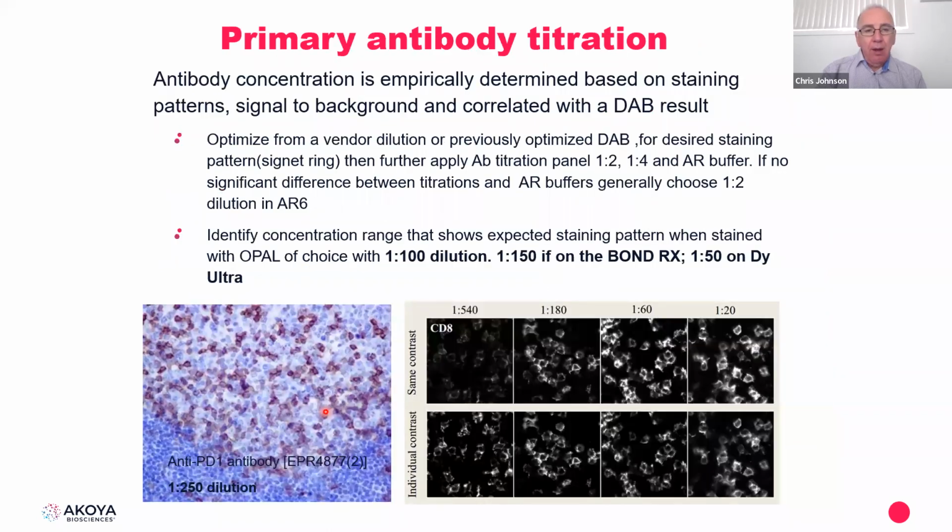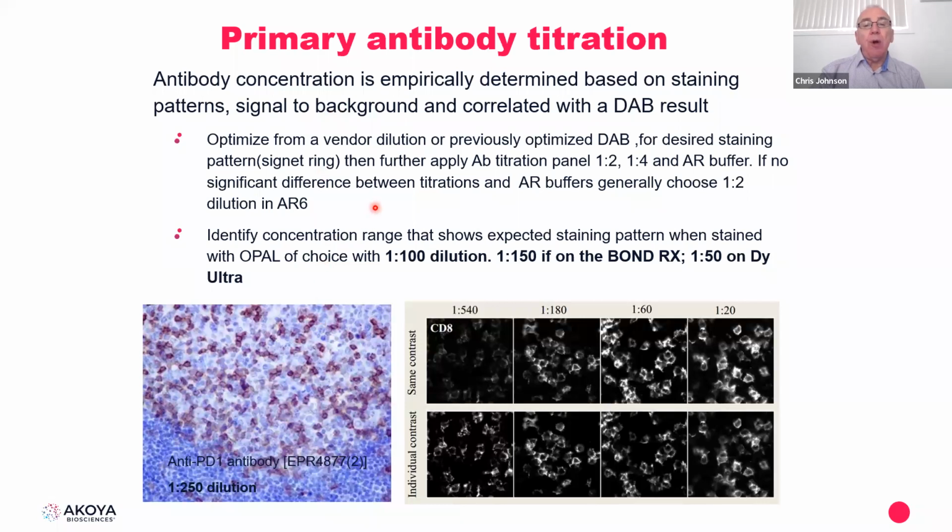Primary antibody titration is a major step to find the right concentration for the Opal application. So usually we base this on the staining patterns we might see in a standard DAB result. So it's important to look at your standard DAB result to kind of mimic, if you like, in Opal the same response. We look at the signal to background as well.